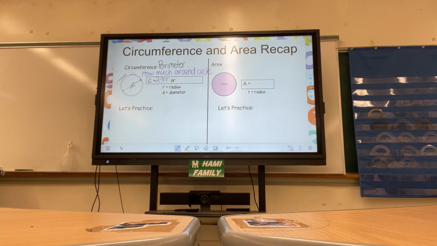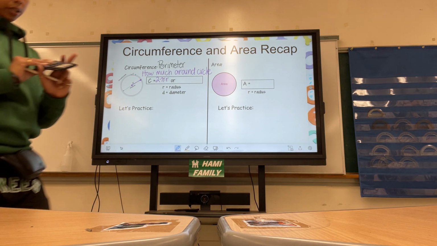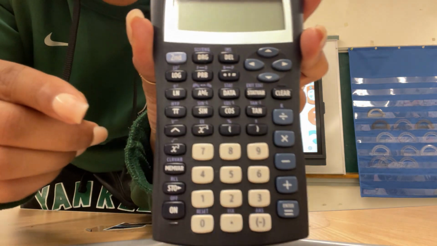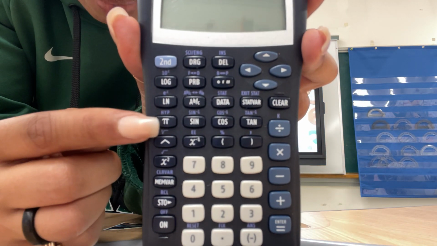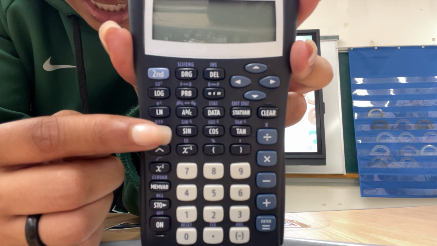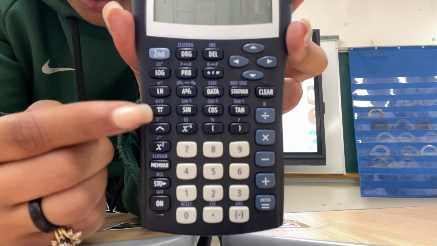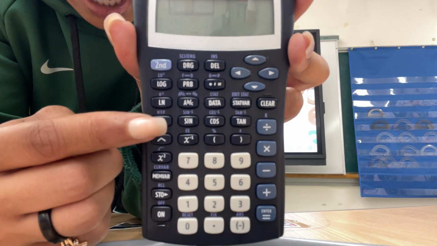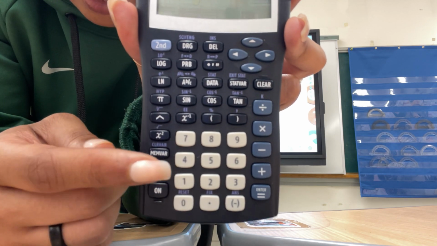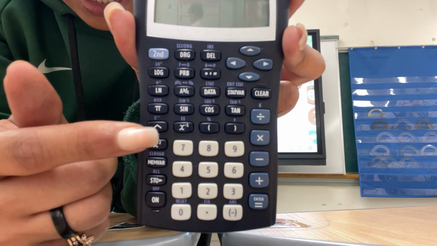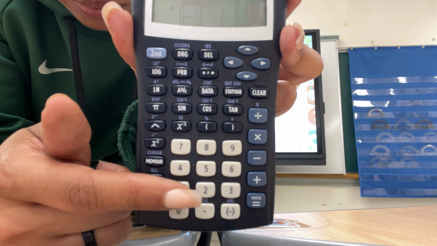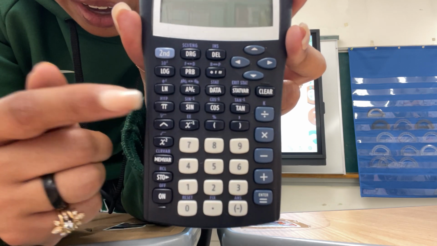Now, I want to show you on your calculators. If you look at the calculator here, there is a pi button right here. So you don't even have to type in 3.14. It's 1, 2, 3, 4 buttons down, and that's the pi button. So literally you're typing the radius, whatever number it is, times 2 times pi.